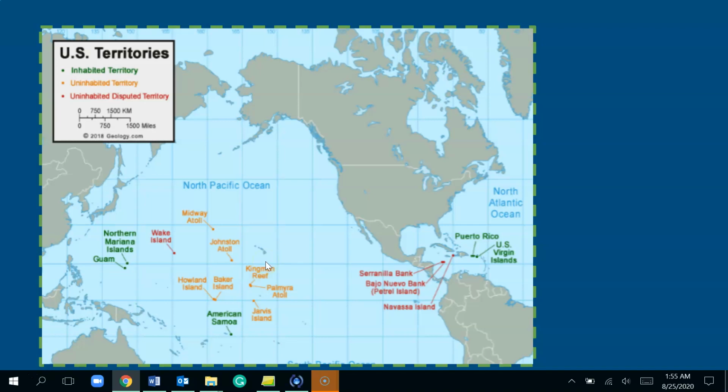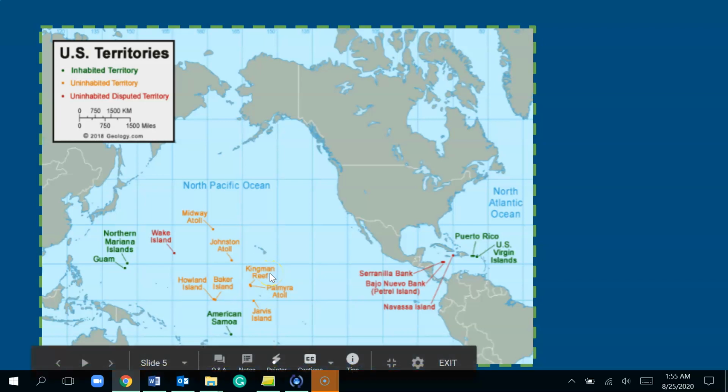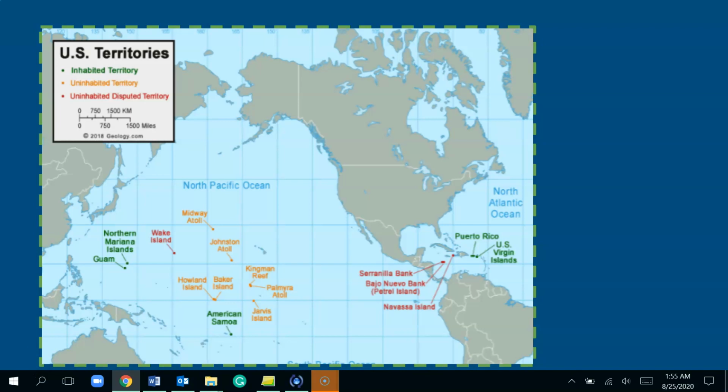U.S. territories are also pieces of land that are under the United States' power, but they do not have the same status as states. The people that live on these territories do not have the equal rights of the citizens of the 50 states. So with these territories, I know there are many different dots right here, and different colors, so let's look up at the key up here.